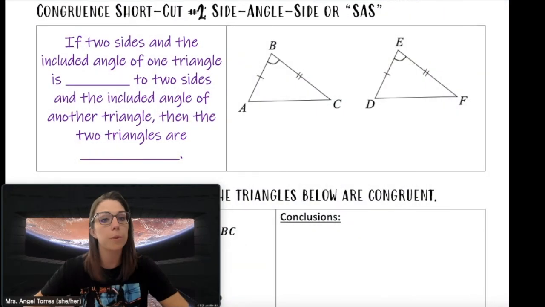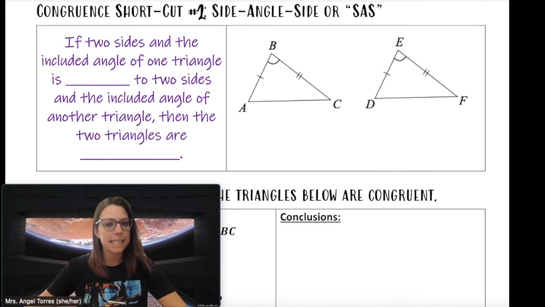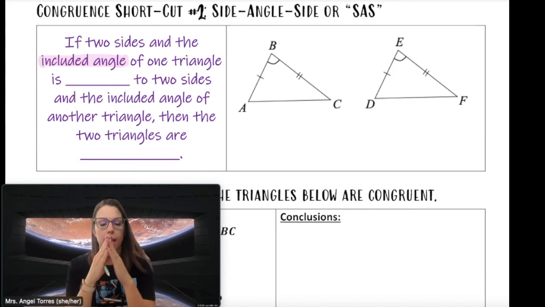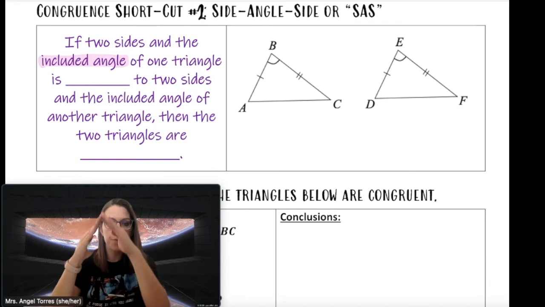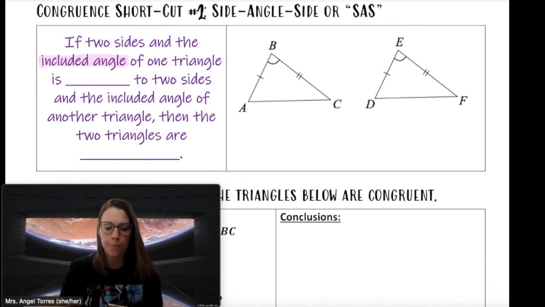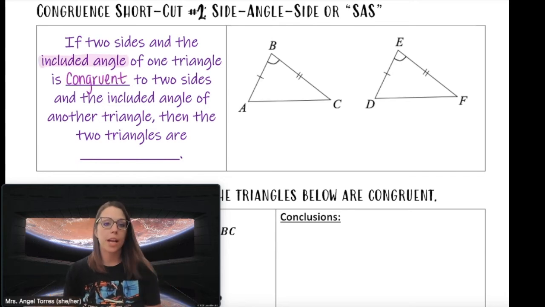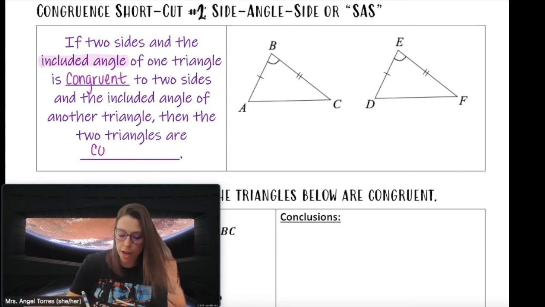Congruent shortcut number 2 is called side angle side, or SAS. And it states that if two sides and the included angle, again, that vocabulary is very important. Included angle means the angle included in those sides. So it literally goes side, angle, and then another side. So if the two sides and the included angle of one triangle is congruent to the two sides and the included angle of another triangle, then the two triangles are congruent.